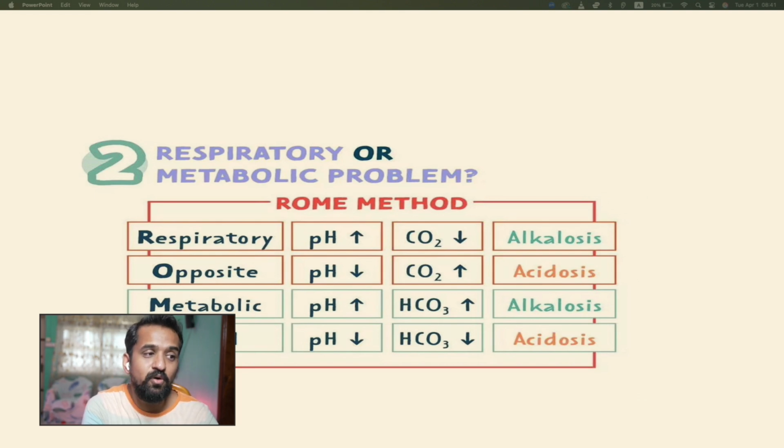Now this is where we go to acid-base status of the patient. The acid-base status is determined by a mnemonic called ROME, R-O-M-E. As you can see here, the mnemonic is: respiratory is opposite and metabolic is equal. Now your pH will determine this.